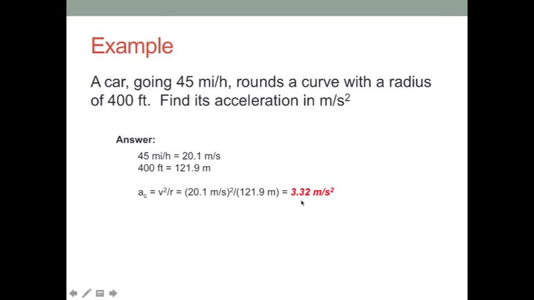If you got an answer that was, say, 33.2, you might ask yourselves, did you convert the units correctly? Did you remember to square everything? Did you divide correctly? Because the answer, when you're driving in a car and 45 miles an hour is a reasonable speed, the resulting acceleration should be reasonable.